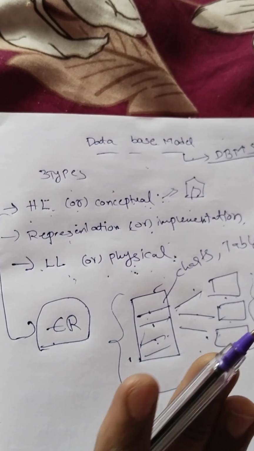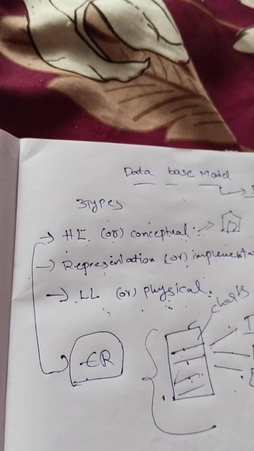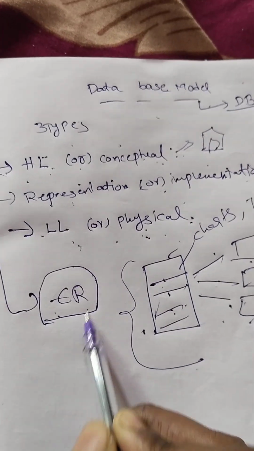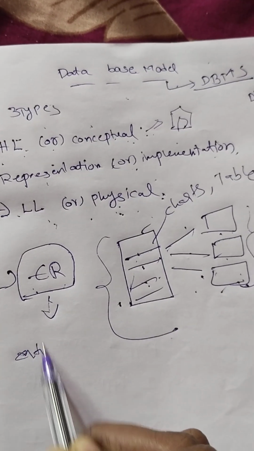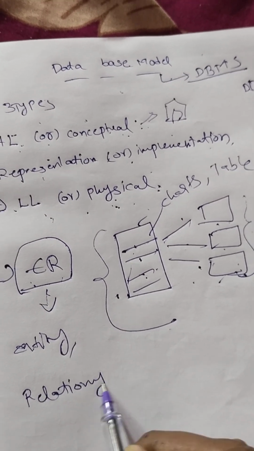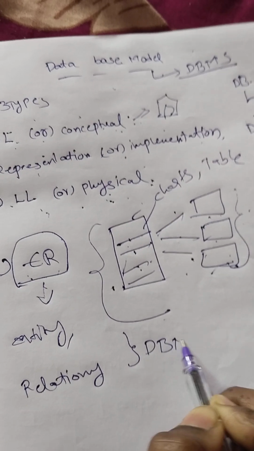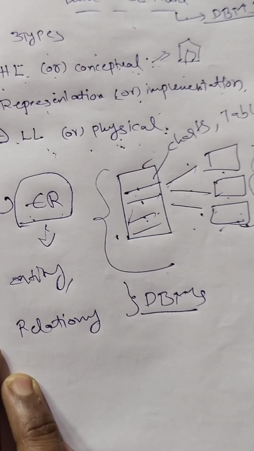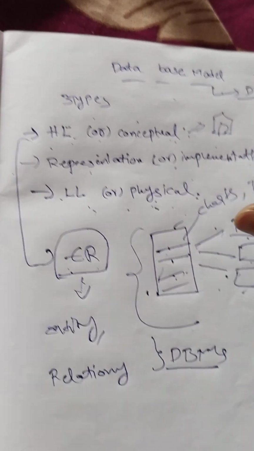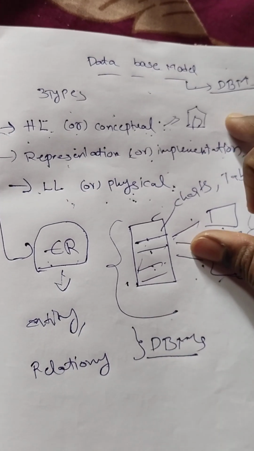This is about the database models. In the high level modeling, we have the entity relationship model. In the DBMS, this is the main part. In the next class we will discuss entity relationship modeling. This is the small concept about database modeling.